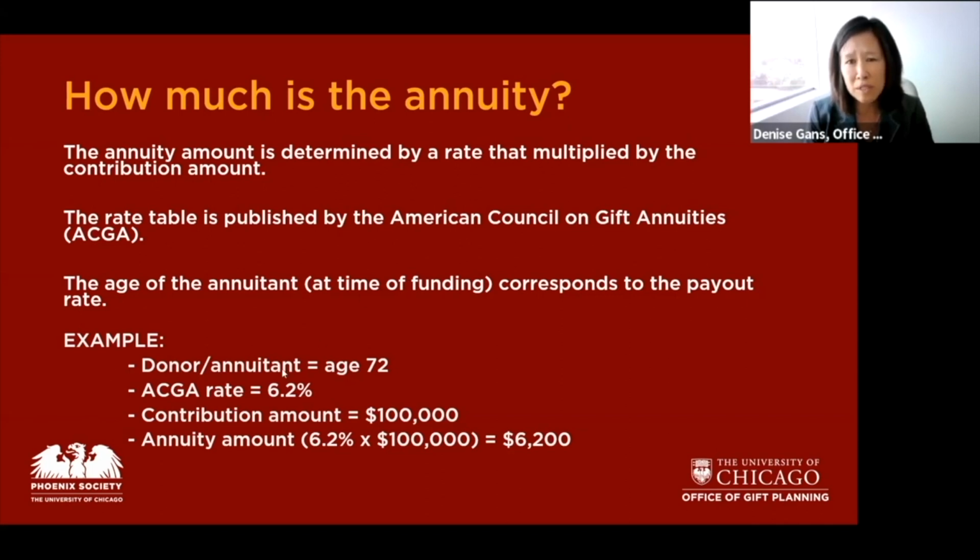It's the age of the annuitant at the time of funding that corresponds to the payout percentage on the table. So to give you an example, a donor who is age 72, who is wishing to set up a charitable gift annuity for themselves, currently qualifies for an ACGA rate of 6.2%. That multiplied by a contribution amount of $100,000 will mean that the annuity payable to the donor for the rest of his or her lifetime is $6,200.